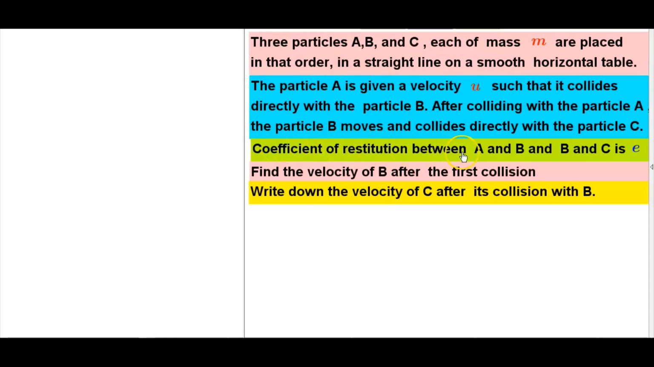The coefficient of restitution between A and B, and between B and C, is E. Find the velocity of B after the first collision. Write down the velocity of C after its collision with B.